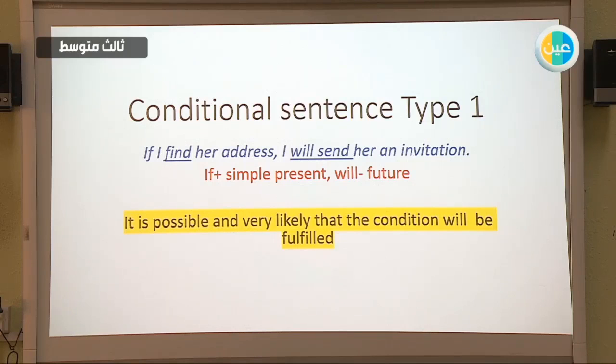For example, if I say, if I find her address, I will send her an invitation. So to form the conditional sentence type 1, we're going to use if plus simple present, which is find here. Then in the main clause we're going to use will and the future tense. When do we use the conditional sentence type 1? To talk about something that is possible and very likely to happen, that the condition will be fulfilled and happen. So to talk about something possible.